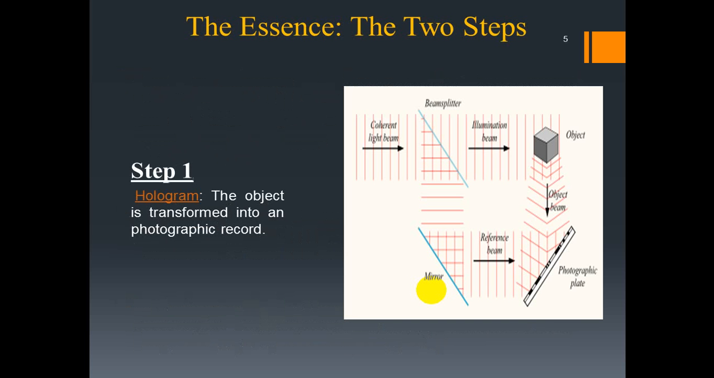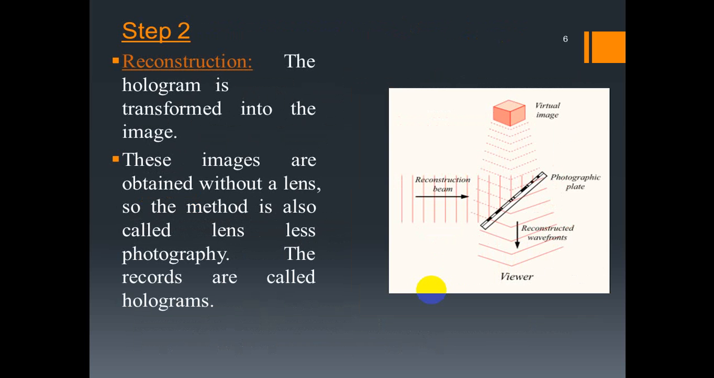The recording of a hologram consists of two steps, that is the essence, the two steps. Step 1 is the hologram: the object is transformed into a photographic record. Step 2 is the reconstruction: the hologram is transformed into the image.